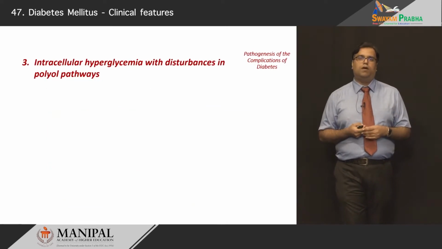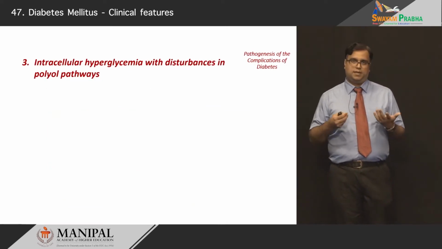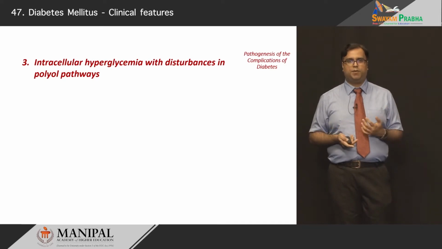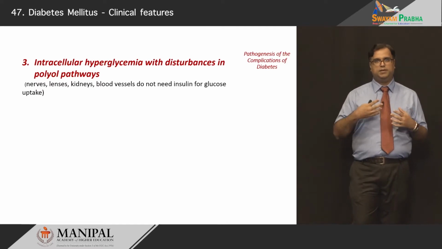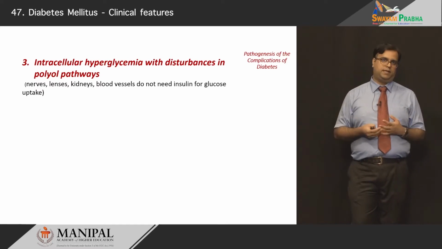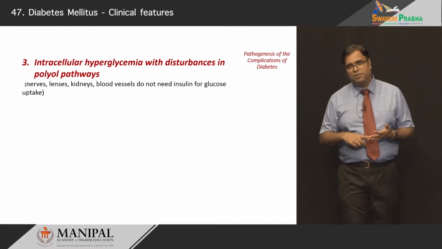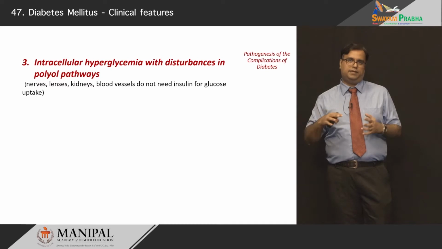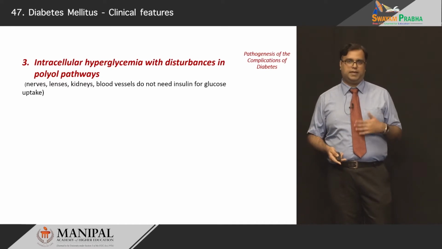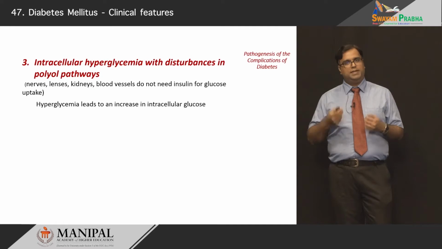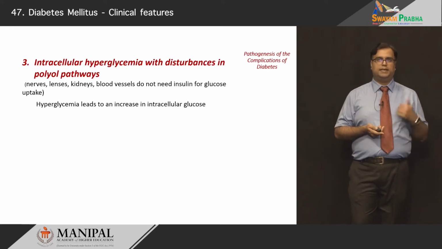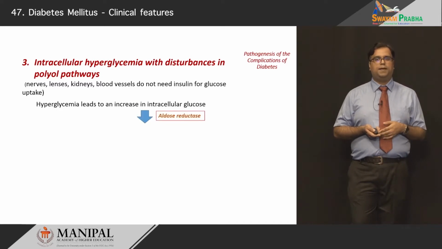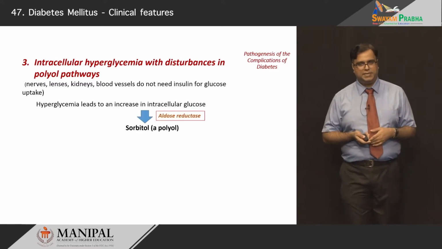The third prong of the complications in diabetes mellitus is intracellular hyperglycemia with disturbance in the polyol pathway. We know that certain tissues do not require active receptors or insulin for glucose to enter into the cell. For example, they may be your nerves, the lens in the eye, the kidney of course, and blood vessels, where glucose just can enter directly and glucose uptake can happen. Now, there is an increased amount of hyperglycemia within the cells because of lack of insulin, resulting in an increased amount of intracellular glucose. There is an enzyme called aldose reductase which comes into play.